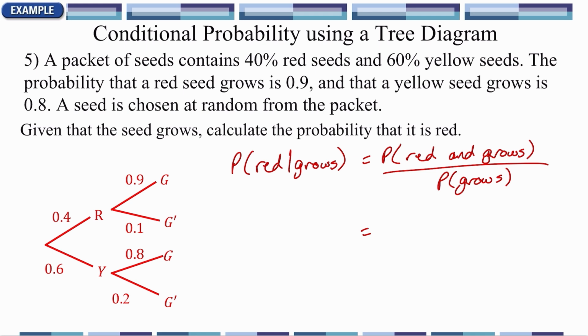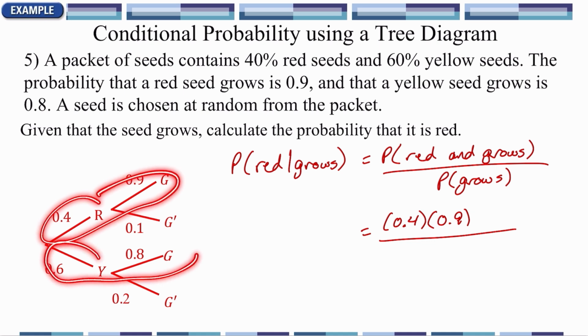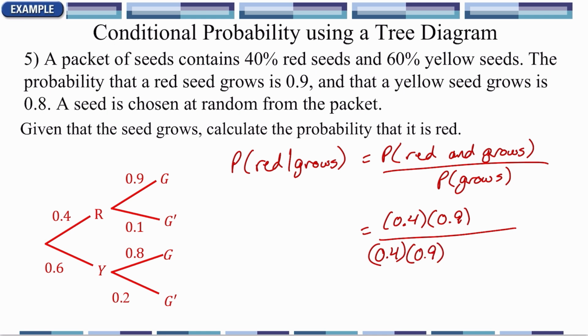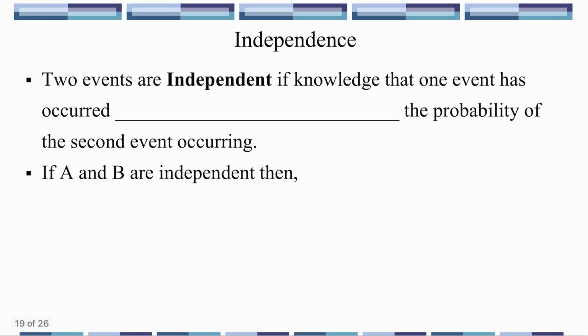So what we have here, we'll just work this out again. Red and grows would be 0.4 times 0.9. And then the probability that it grows, remember that's going to be red and grows or yellow and grows. So you add those together: 0.4 times 0.9, so it's red and grows, or, that's why we're having addition there, yellow and grows, 0.6 times 0.8. And so when you work that out, and we round to 4 decimal places, that's going to be 0.4286.